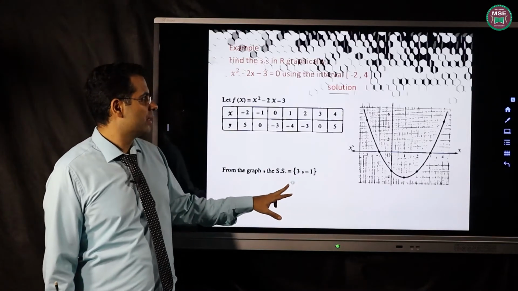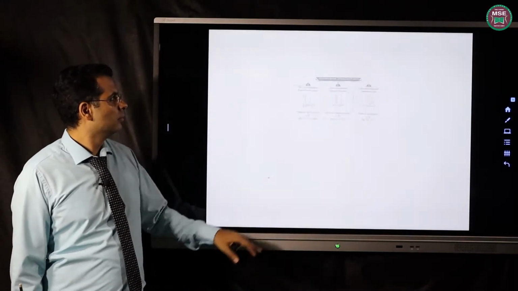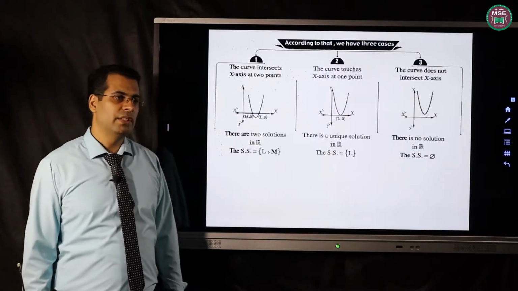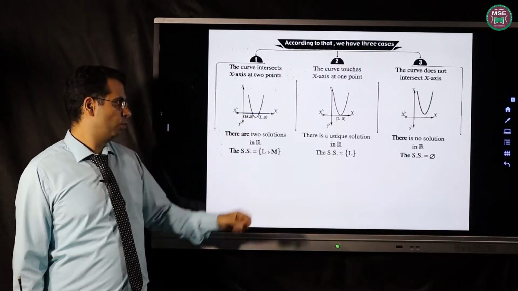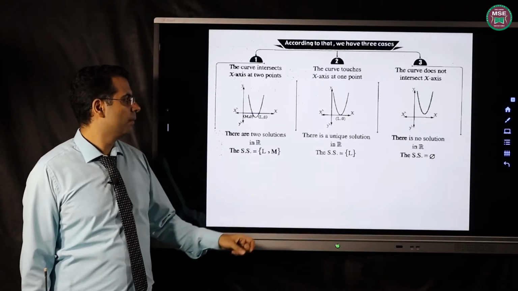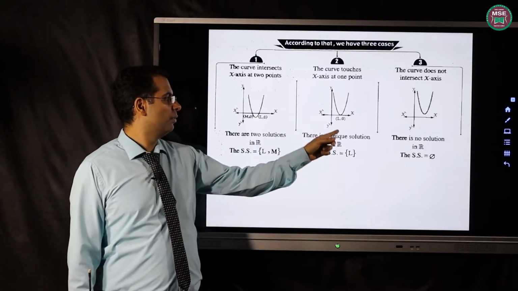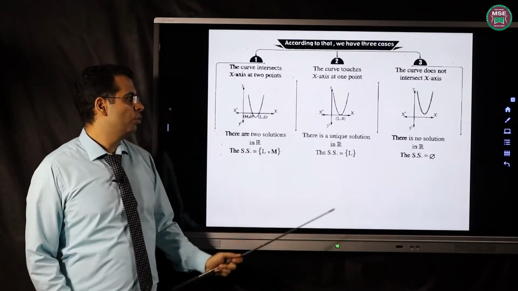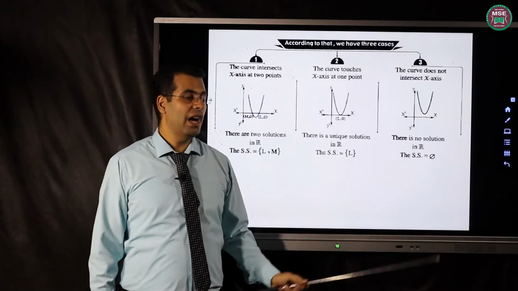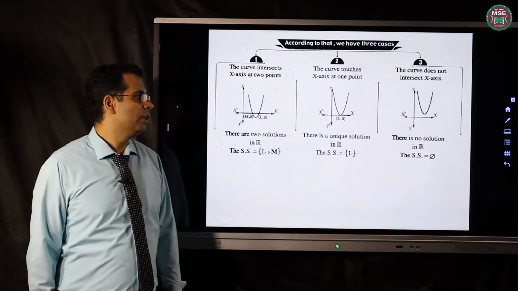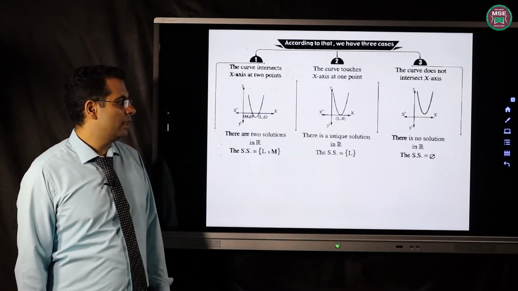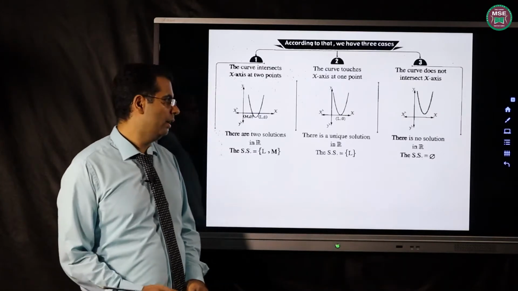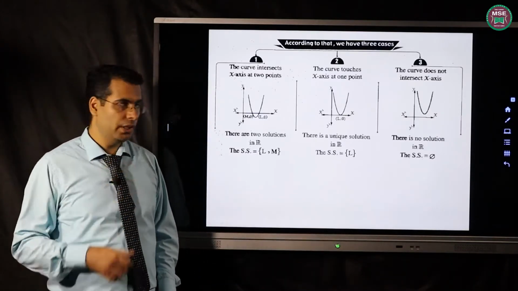We have three cases. If the curve intersects the x-axis at 2 points, then we have two solutions. If it intersects the x-axis at 1 point, then we have one solution. If we don't have any intersection between the curve and the x-axis, then the solution set here equals phi in R. Okay. After that, we have the solution set in complex numbers.